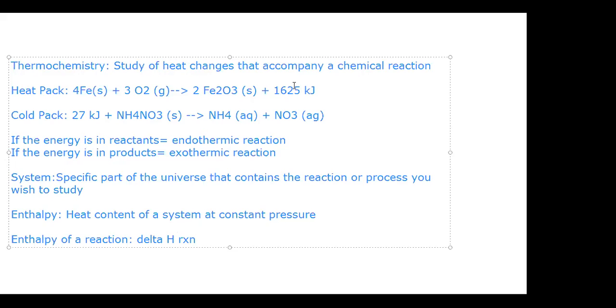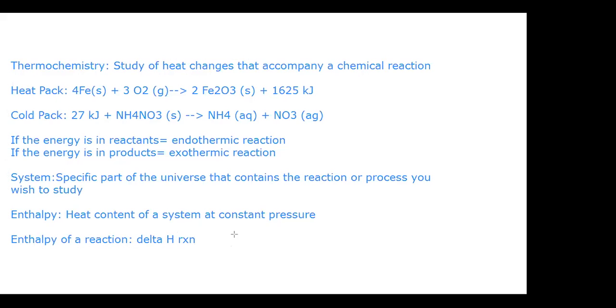I just want a line. So delta is just a little triangle. So delta H, and then down here in subscript, R, X, N.